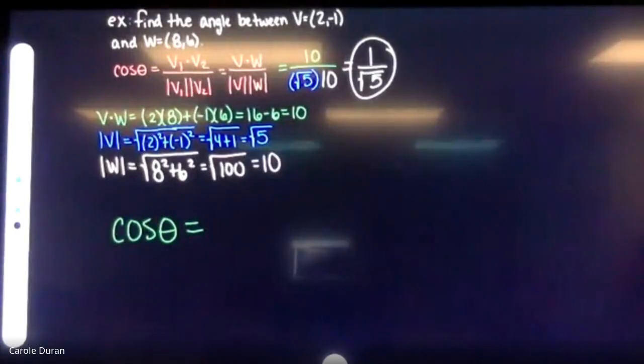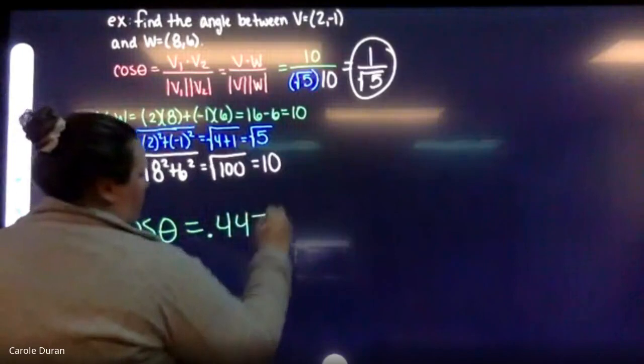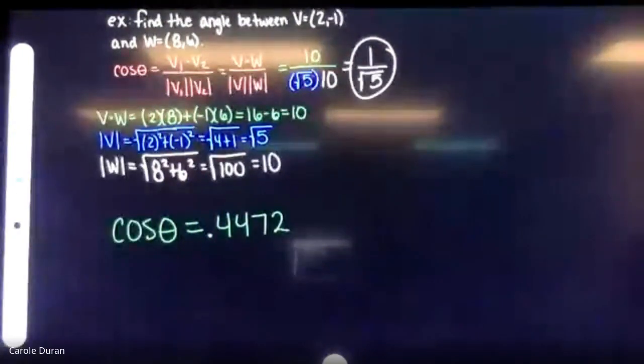0.4472. I got 4472. Then do we round to the nearest? Hold on. No, I want 4 decimal places for this. Cosine, right? Do not plug it in.